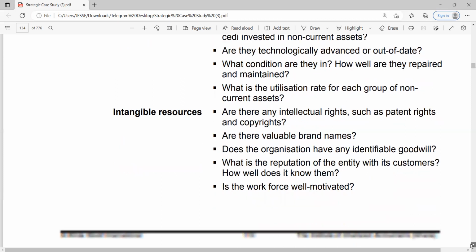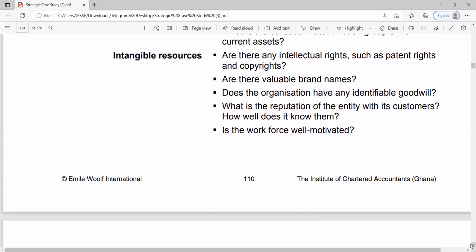Now let's move on to intangible resources. There are several things you can look into. What kind of intangible resources do we have, in terms of patents or copyrights? Does the organization have any identifiable goodwill? What is the reputation of the company? This is an intangible resource.